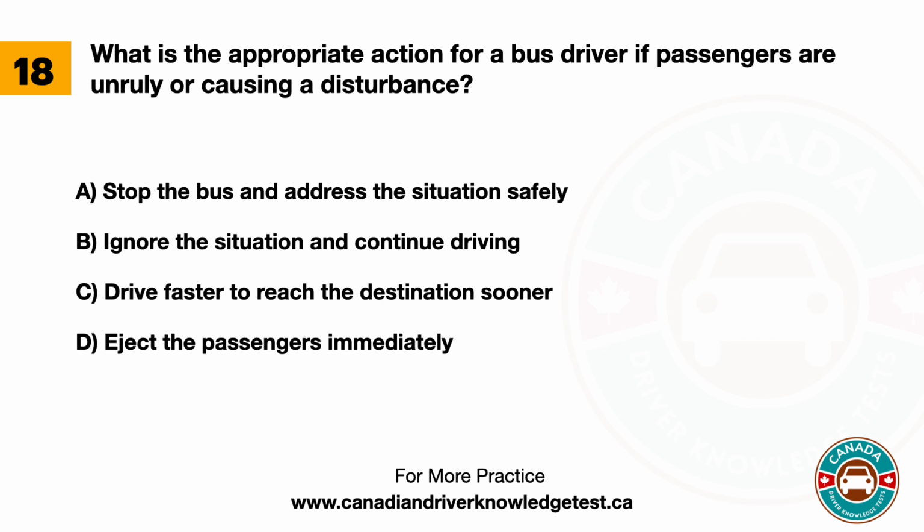Question 18. What is the appropriate action for a bus driver if passengers are unruly or causing a disturbance? A. Stop the bus and address the situation safely. B. Ignore the situation and continue driving. C. Drive faster to reach the destination sooner. D. Eject the passengers immediately. The answer is A. Stop the bus and address the situation safely.